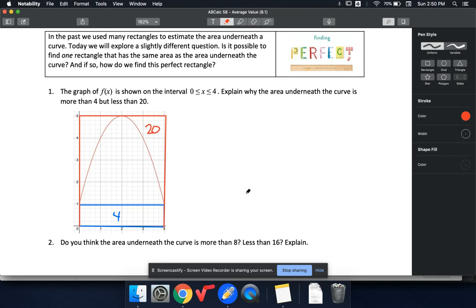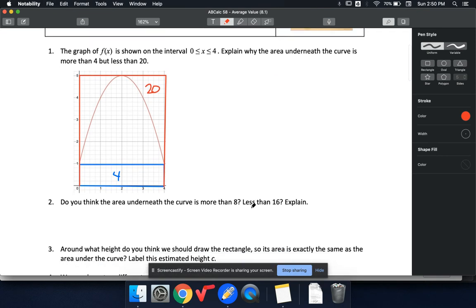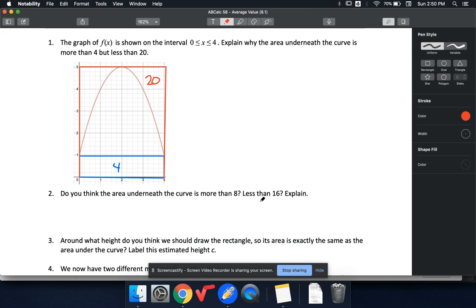All right, so let's try to get a better estimate. Do we think it's more than 8 and less than 16? Well, 8 would be a rectangle that has a width of 4 and a height of 2. So here would be my 8 rectangle. And so definitely our area is greater than 8, because this is the only extra bit, and for sure that is less than this.